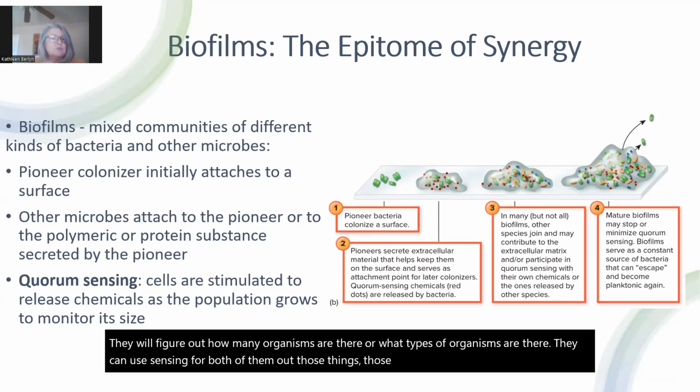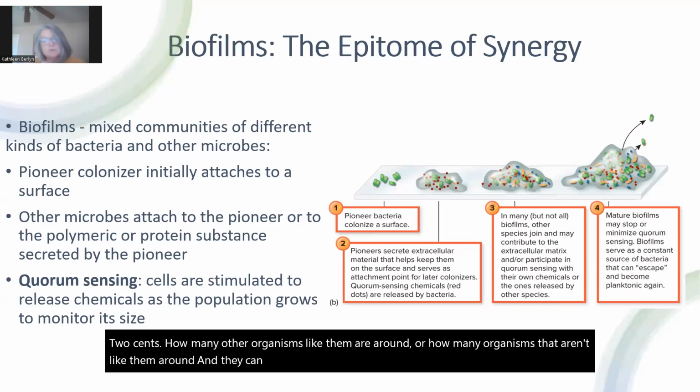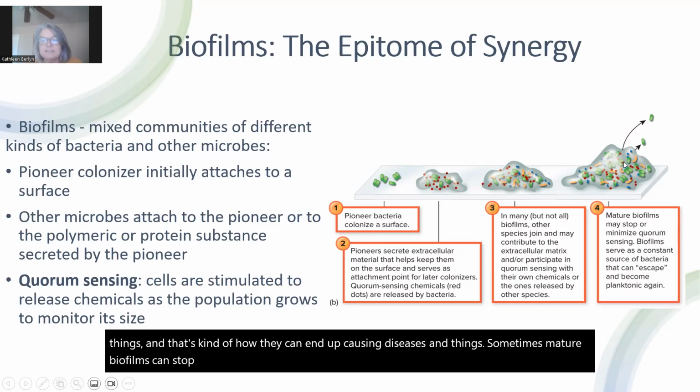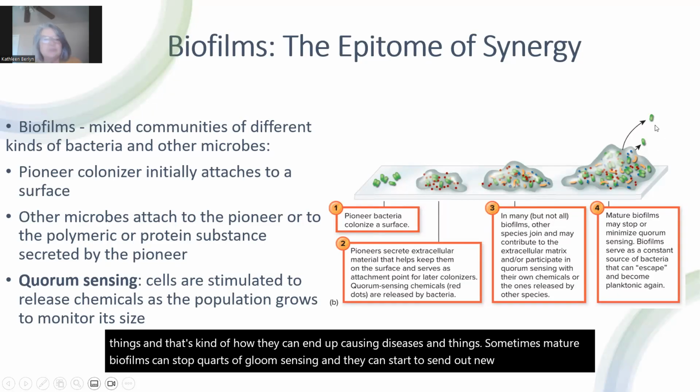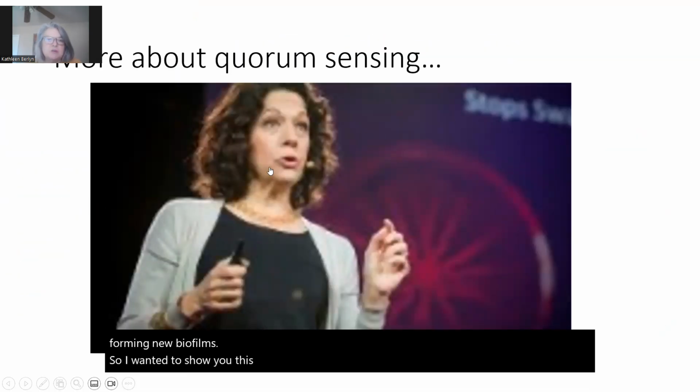Those are ways that microorganisms can use chemicals to sense how many other organisms like them are around, or how many organisms that aren't like them are around. And they can use these chemical signals to determine when to start releasing things. And that's kind of how they can end up causing diseases and things. Sometimes mature biofilms can stop quorum sensing, and they can start to send out new pioneers to start forming new biofilms. So I wanted to show you this video on quorum sensing.